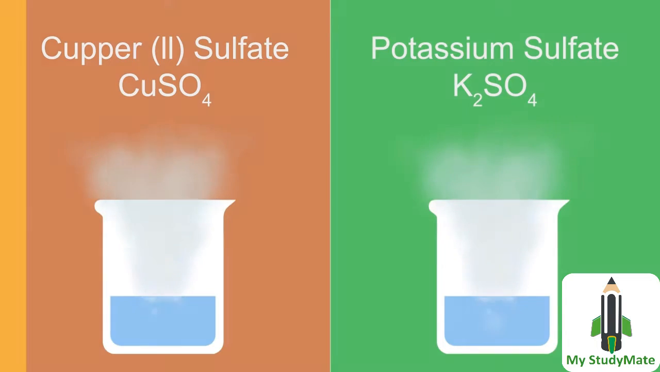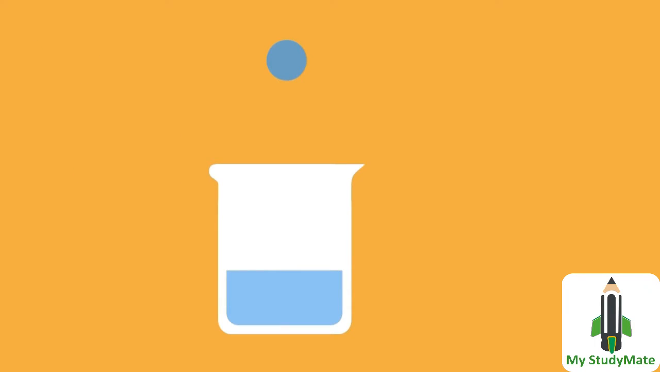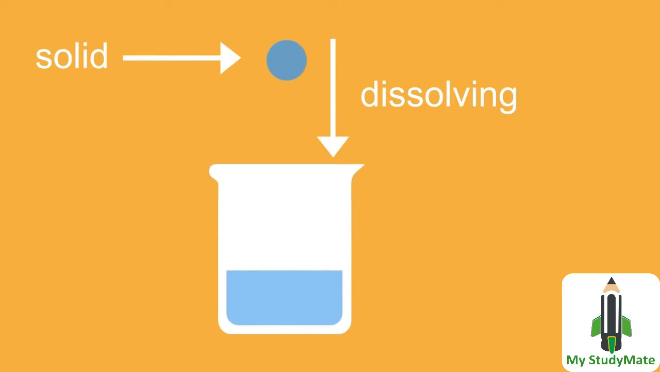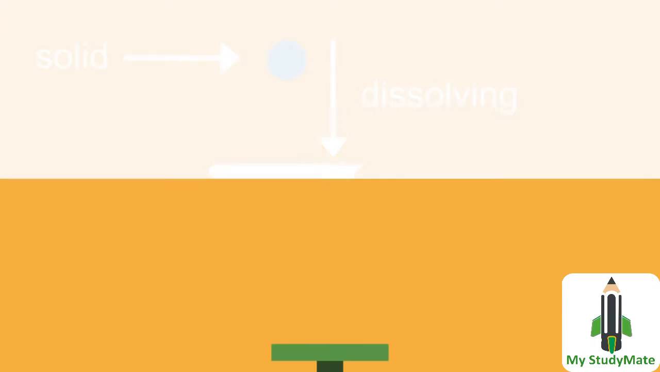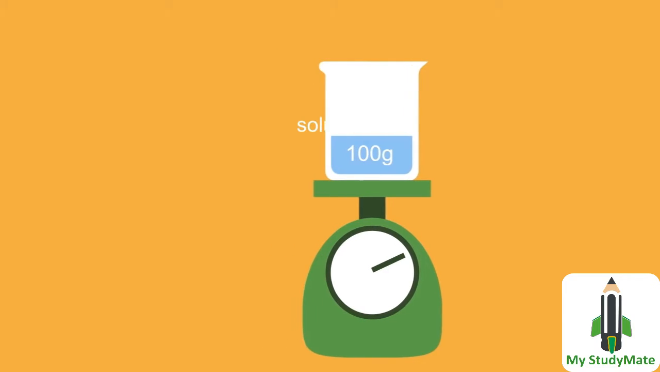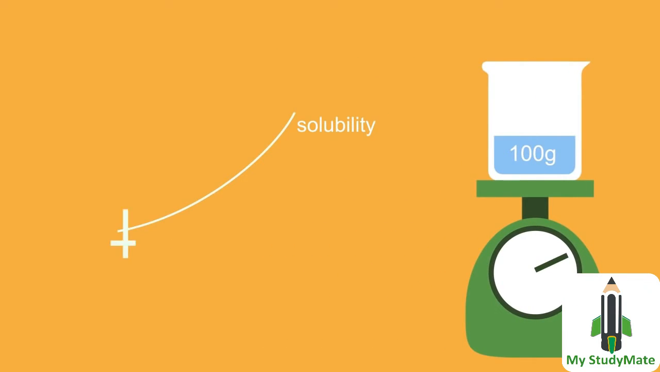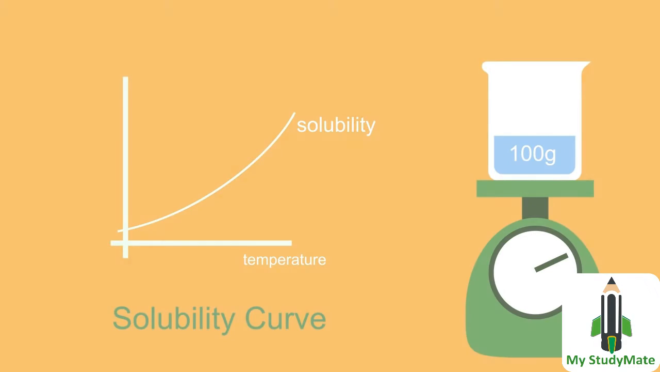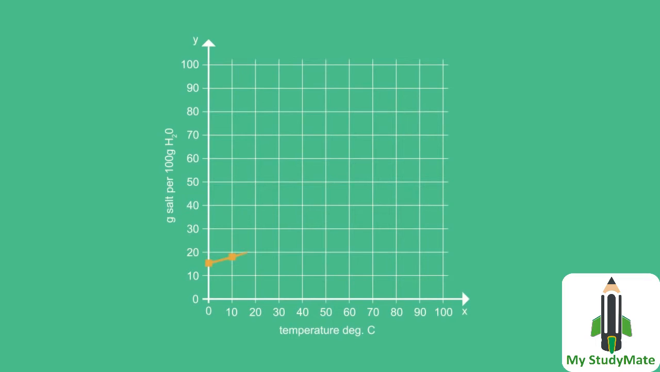The answer is that solubility usually increases with increasing temperature. So if we dissolved copper sulfate and potassium sulfate in hotter water, we will find that more of each salt is able to dissolve. This observation is only applicable to a solid dissolving in a liquid. We can measure how much of a given salt can dissolve in 100 grams of water at a certain temperature. We can plot solubility as a function of temperature to give a solubility curve.